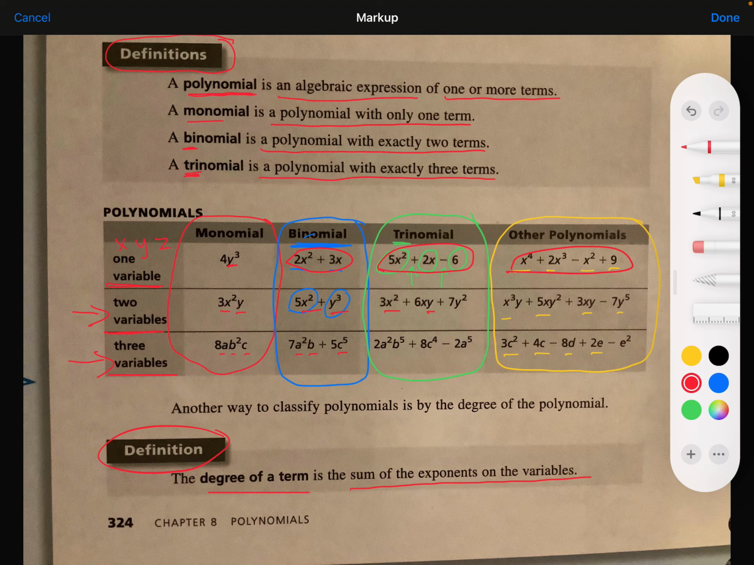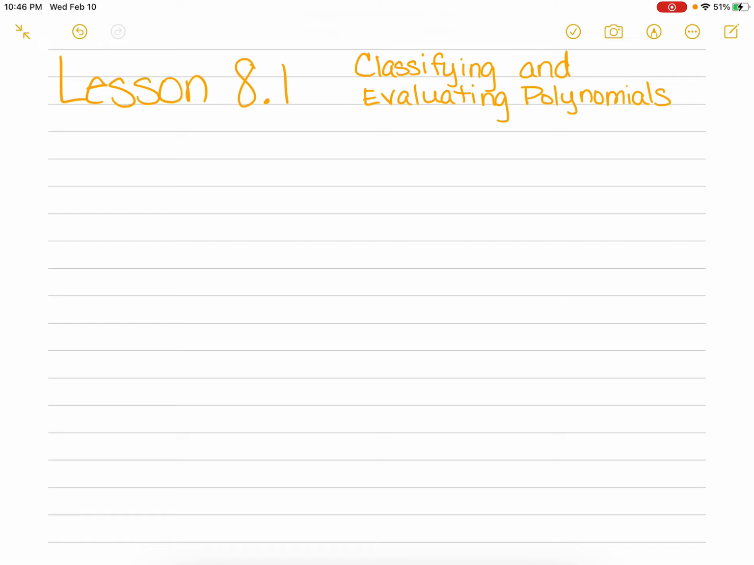Okay, now we're going to go back to my notes. You should have some notes written down here with some definitions, but mine does not have definitions because I had them on that picture. Okay, so let's do an example of a degree of a term.